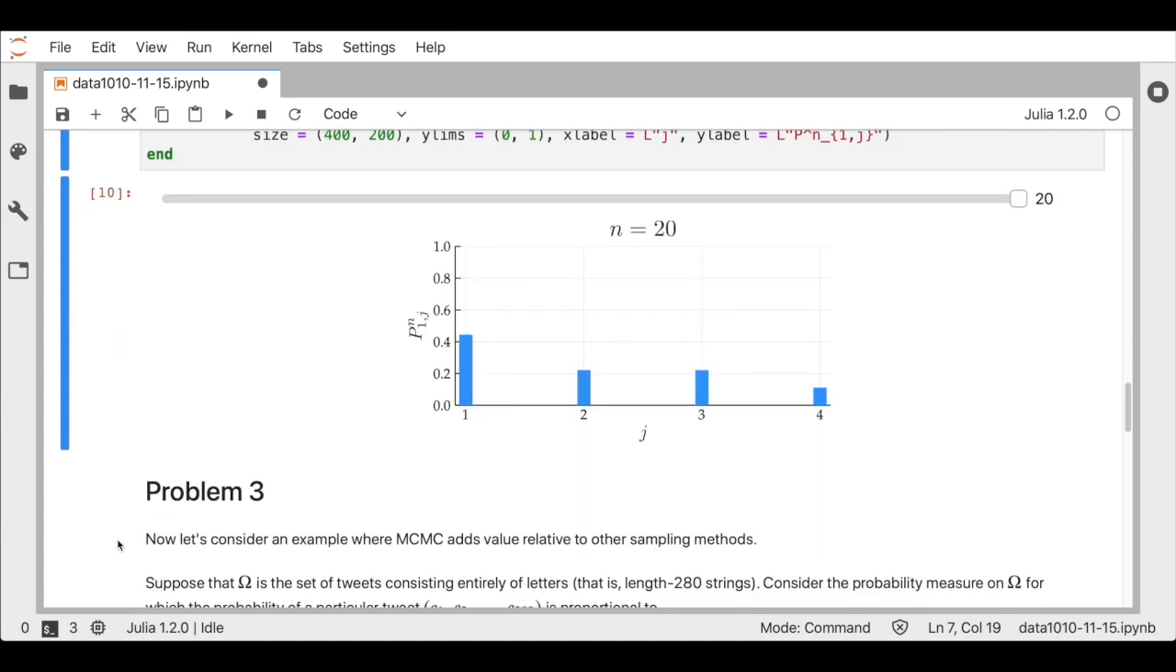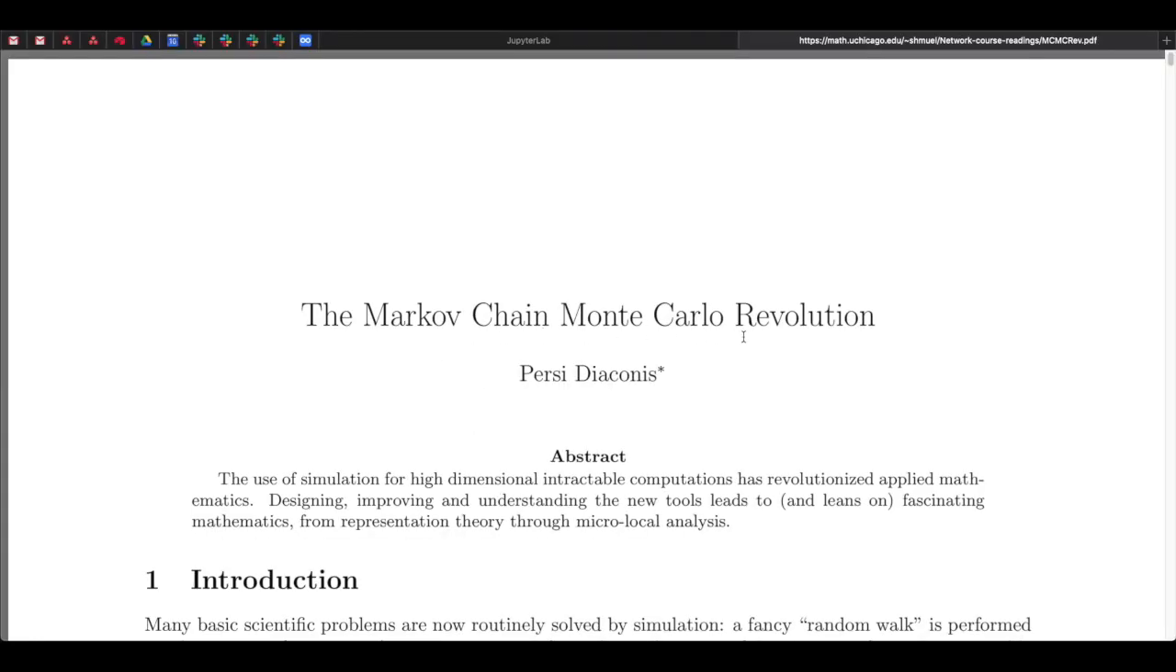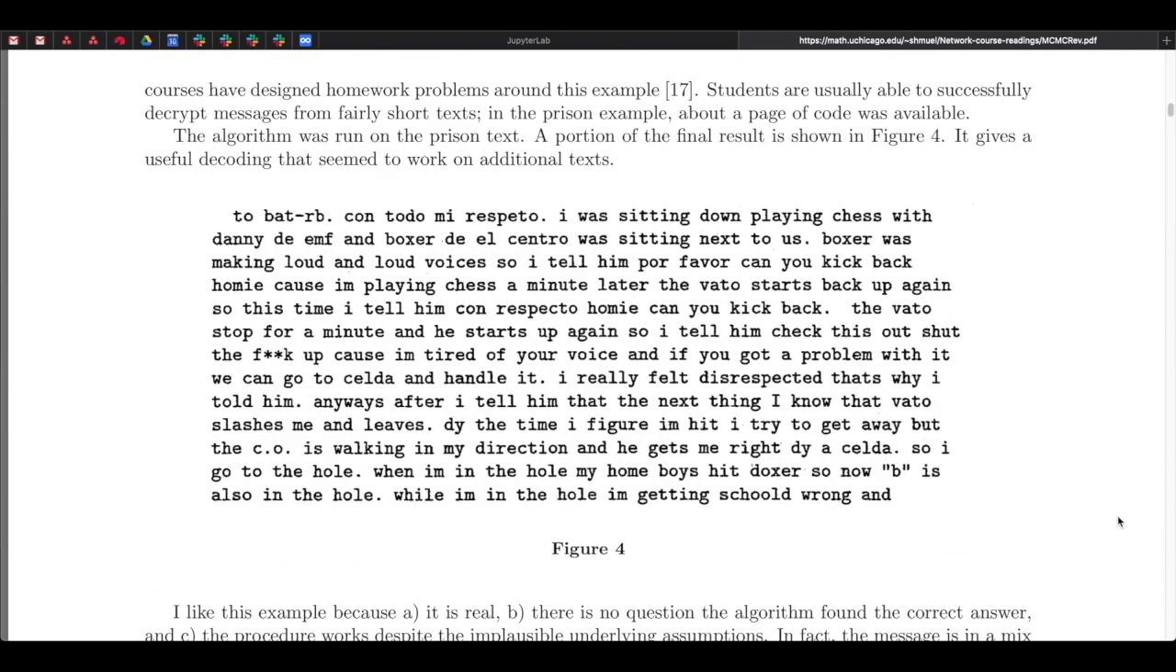So that small example was intended to help build some intuition, but it's also really important to see where Markov chains give us something new. So we'll look at this somewhat contrived natural language problem, although it is quite close to some actually practical algorithms. I've put a reference here to this paper called Markov Chain Monte Carlo Revolution, where Percy Diaconis describes using this algorithm to decipher an intercepted encoded prison note.